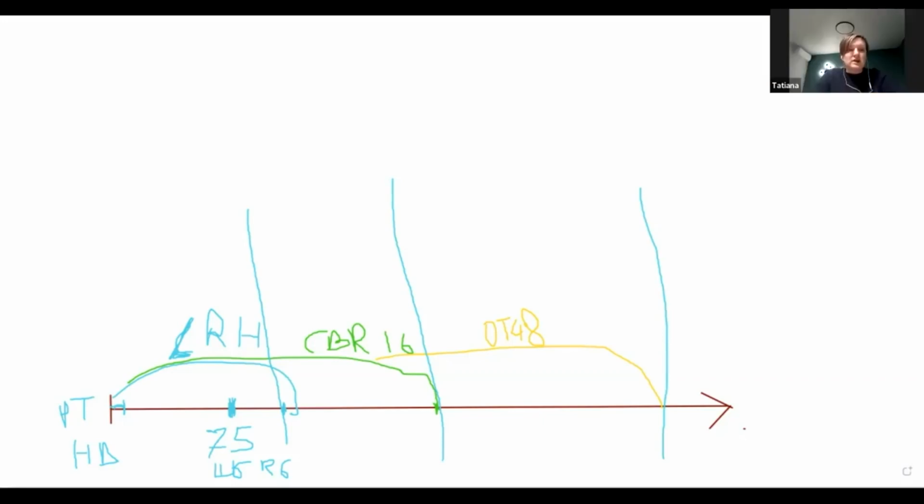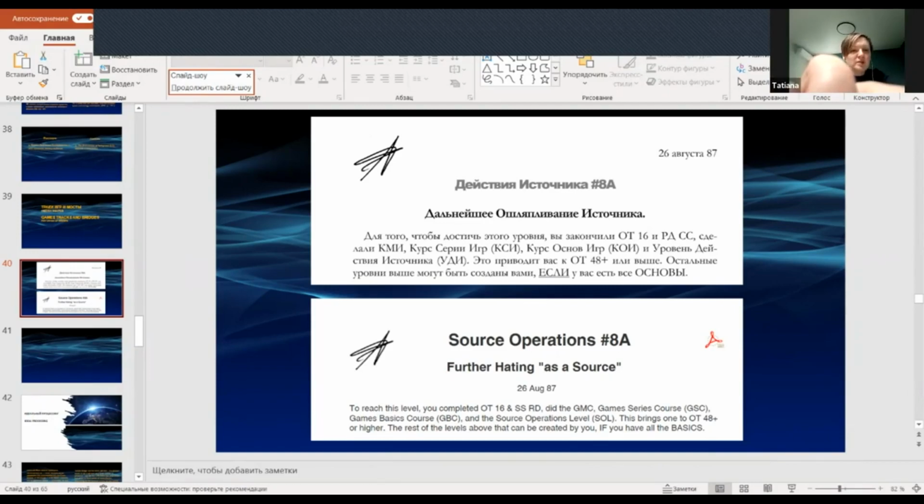The next level of static is the completion of OT48, where one becomes the source static. This is what Captain Bill wrote on the source state. This brings one to OT48 plus or higher. The rest of the levels above that can be created by you if you have all the basics.